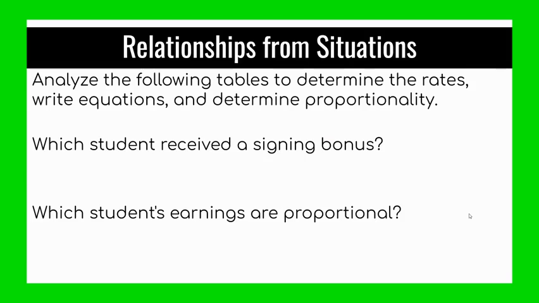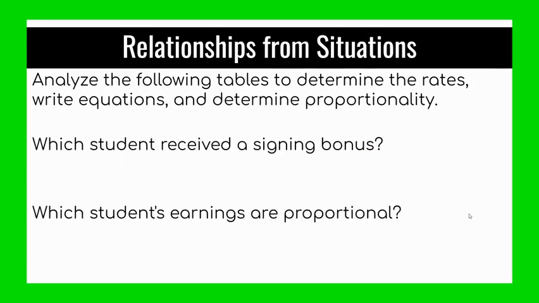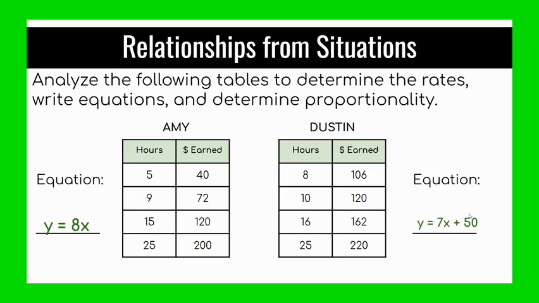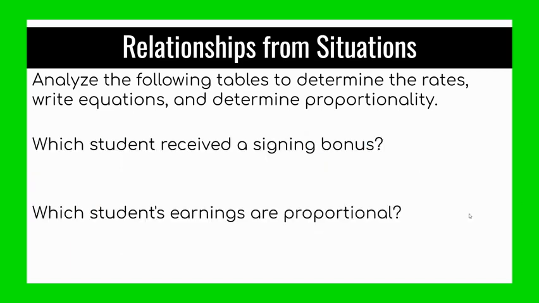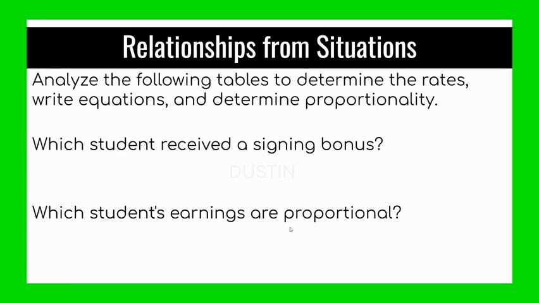Here's the big thing that you have to be able to determine. If these are the equations, y equals 8x and y equals 7x plus 50, which student received a signing bonus? Well, the signing bonus must be the student who got extra money beyond the hourly wage, and that would be Dustin because you're getting extra money. Which students' earnings are proportional? Well, that would have to be Amy's because I'm not adding anything, and I got the same number when I divided y by x the whole way through the table.